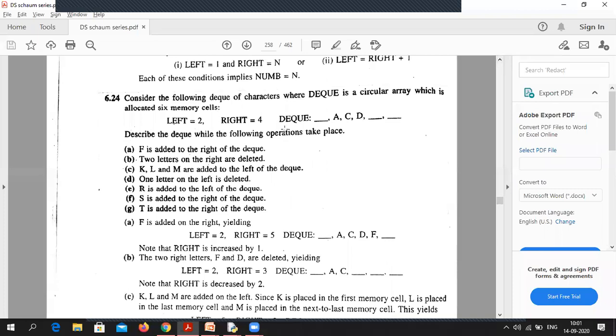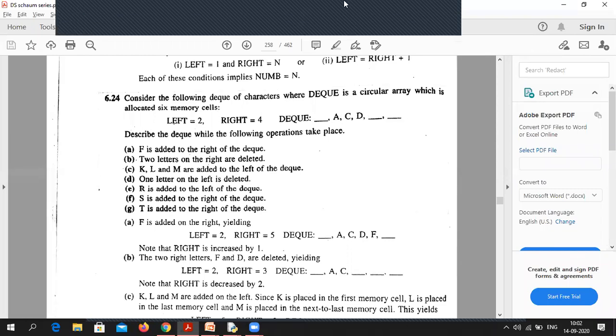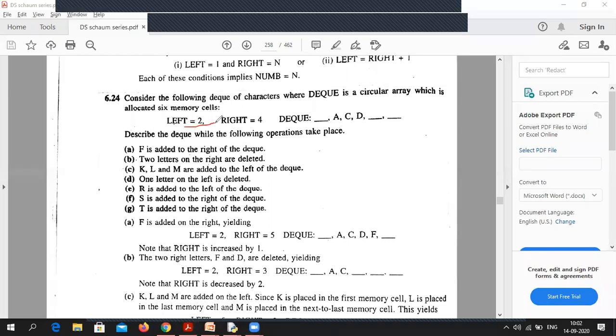Suppose you have been given a DQ at any point, like this DQ is having, you can store maximum of 1, 2, 3, 4, 5, 6 elements in that. And right now 3 elements are already inserted in this, and left is 2 and right is 4. That means this is the first location of the array, this is the second one, this is third, fourth, fifth, and the sixth one. So already you have been given this instance of DQ, and left is 2 and right is your 4.